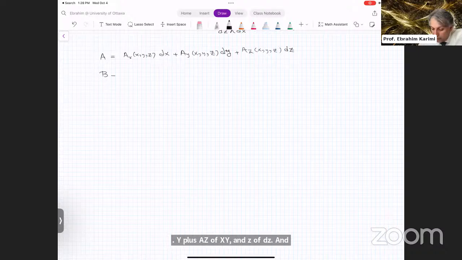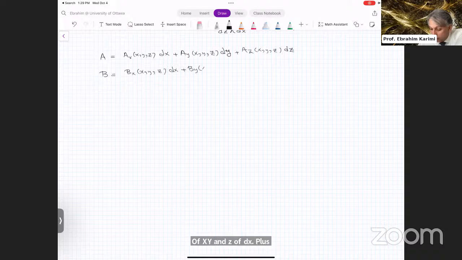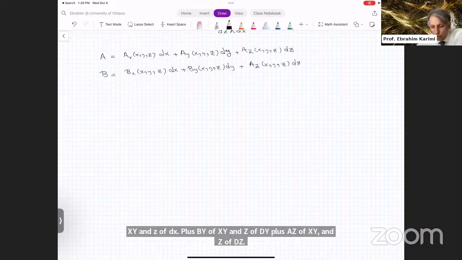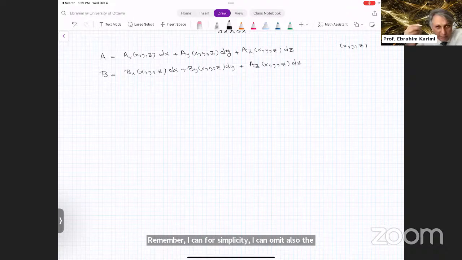And then we have another one-form, which is bx(x, y, z) dx plus by(x, y, z) dy plus bz(x, y, z) dz. Remember, for simplicity I can omit the functionality of x, y, and z, but we know that in this Euclidean space, that should be the functionality. Okay? Any questions so far? Or are we okay?